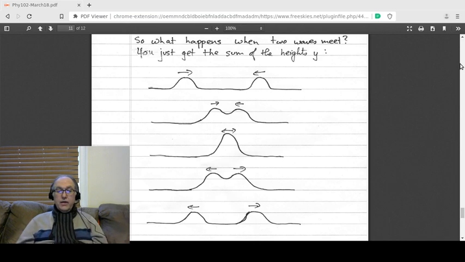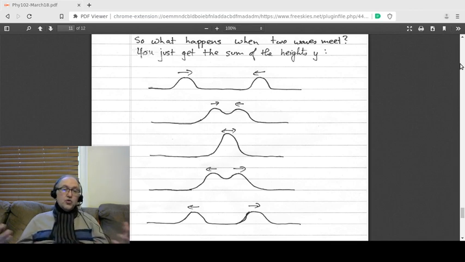Then they finally do come apart, and it's as if they hadn't even seen one another. They don't really disturb one another. They don't deform one another's shape or anything like that. They simply pass through one another. And as they're passing through one another, if you ask what is the height of the string at that point, you just add the heights from the two independent waves together, and that gives you the total height.